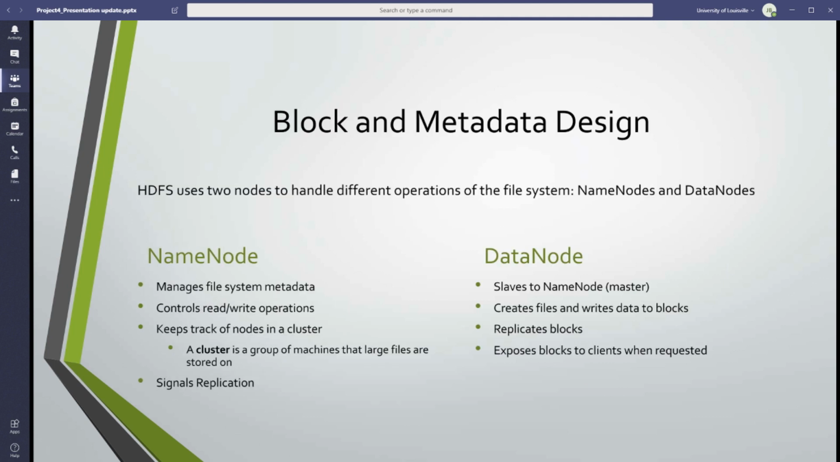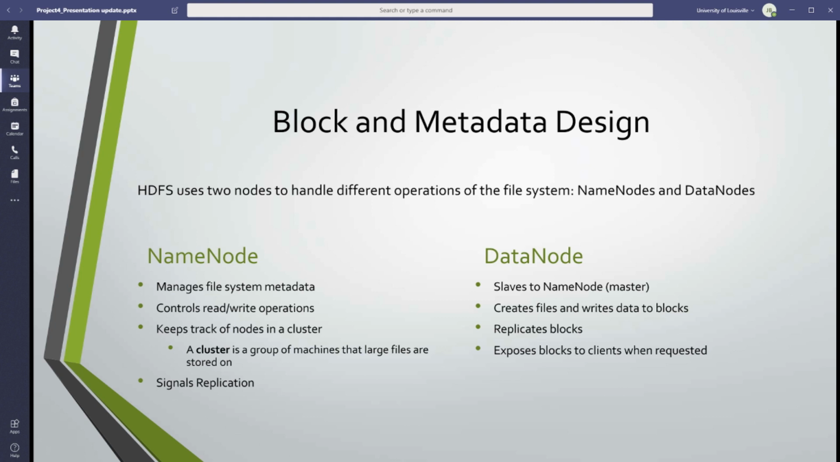So, block and metadata design. Hadoop uses two nodes for the different operations of the file system, and those are name nodes and data nodes. Name nodes manage file system data, so that means like file names, file paths, permissions, etc. They control read and write operations, and so that's controlling who has access to read and write on what blocks.